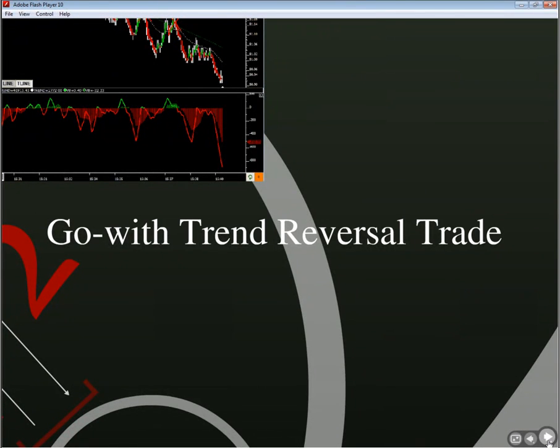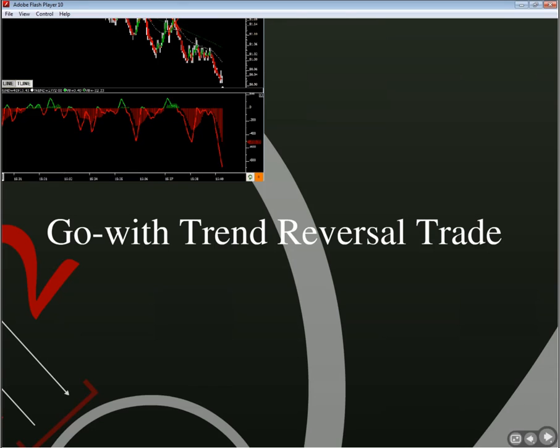Right, setup 2. So this is now, say, for example, we're getting a pullback trade or a bounce trade, and we're looking to go with the market. Okay, so this is what I call setup 2, the go with trend reversal trade. So it's another reversal trade. It's basically exactly the same thing, but we're just looking at it in a different context. So on the dome, it will probably look pretty much the same, but it's really just the actual market itself is in a different phase.